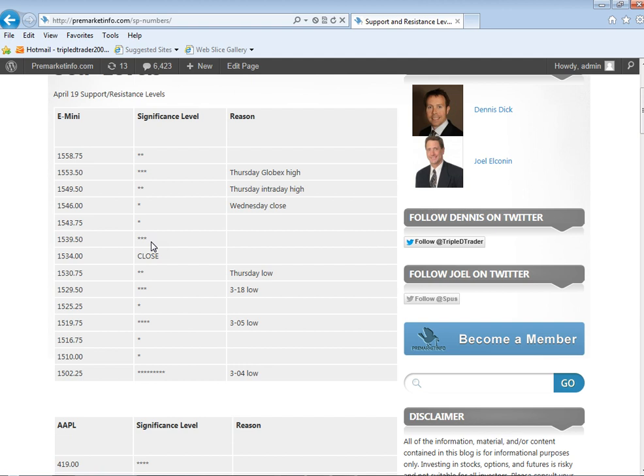And then when you start getting into 1-star levels here, that means it was a reference point from some time, either from the formula or Wednesday's close, for example. Going up a little bit higher, I like to keep track of the intraday highs and the Globex highs. As you all know, the S&Ps trade until 5:15. That ends the daily session, so I consider that the intraday session.